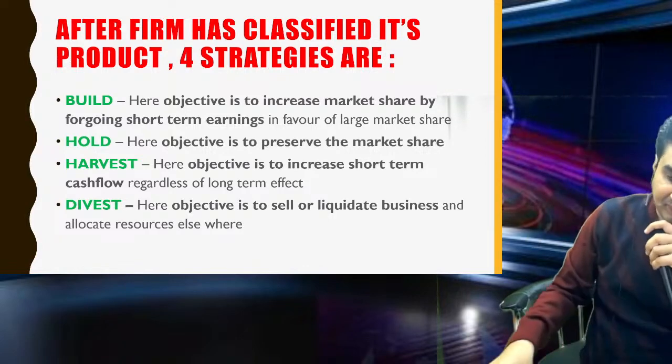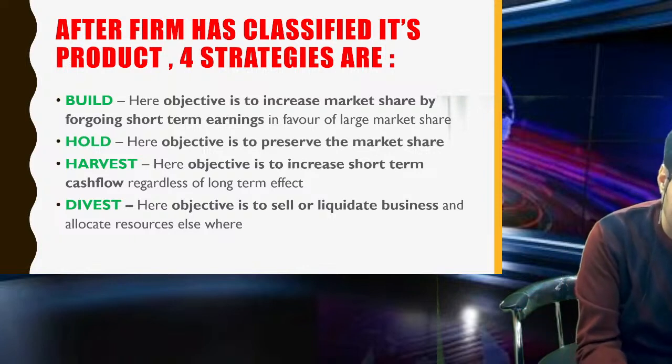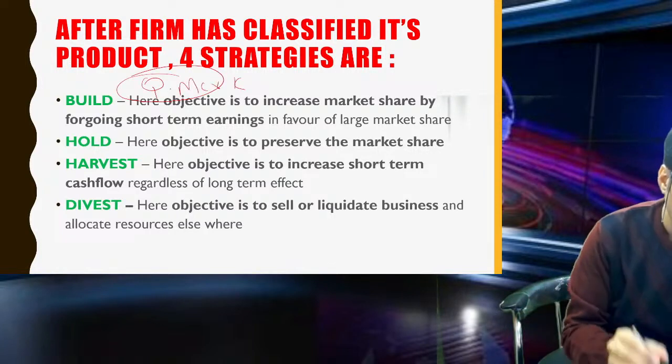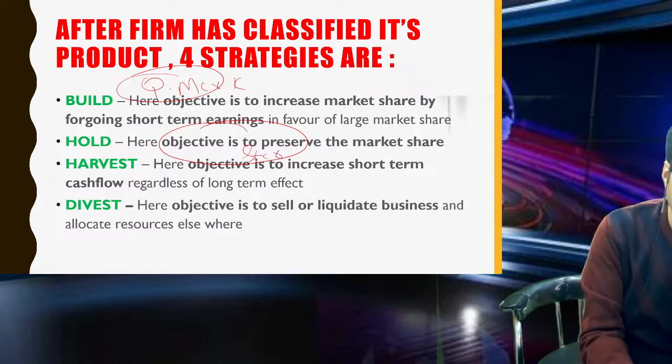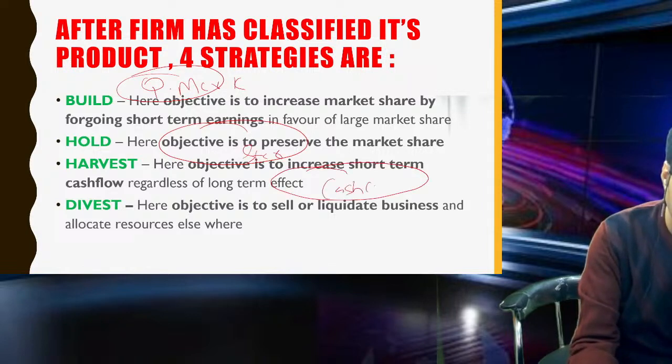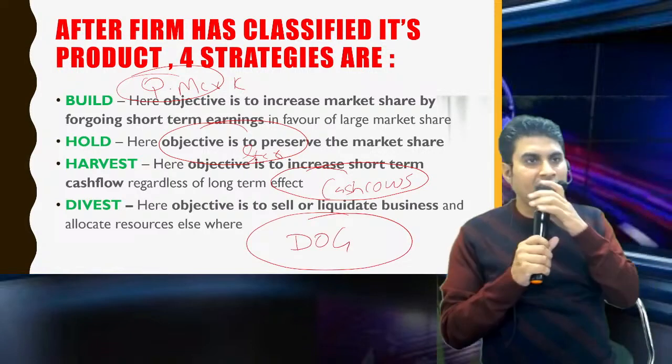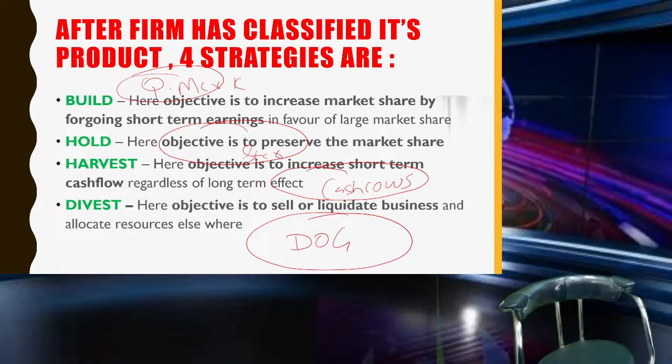So what you have to do? Leave two lines opposite to build, write what? Question mark. Leave two lines opposite to hold, write what? Star. Leave two lines opposite to harvest, write what? Cash cow. Leave two lines opposite to divest, write what? Write fast and then we start a new topic.